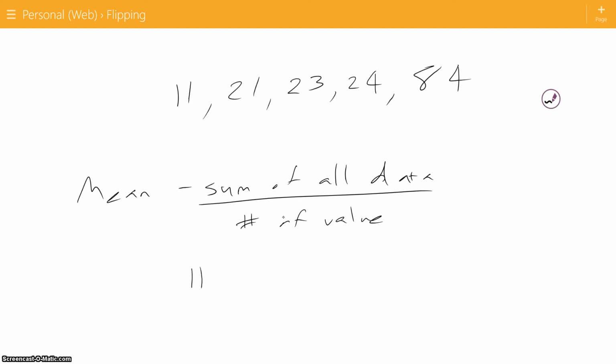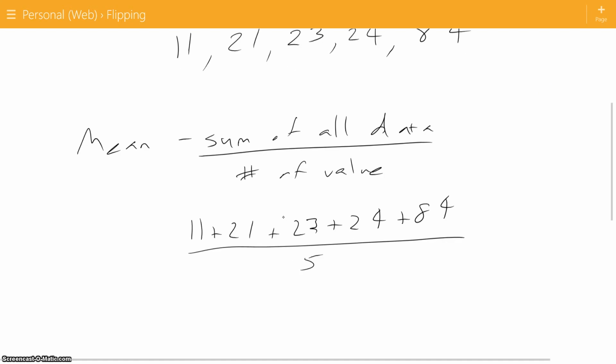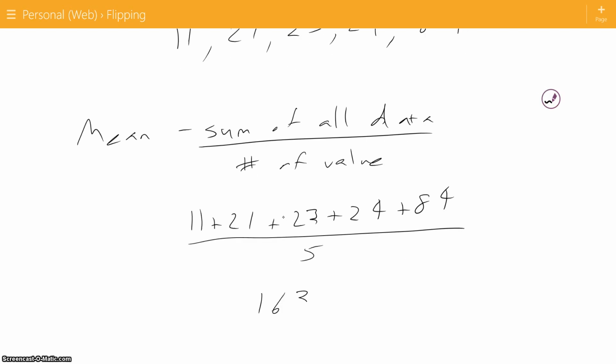So in this case, we would take 11 plus 21 plus 23 plus 24 plus 84, calculate all of that, and we've got 5 points. So plug that into your calculator, and you should get what? I'll wait. Okay, pause if you need another moment. We should have here 163 over 5, and then after the division, that will give you 32.6. That's it. That's your mean.